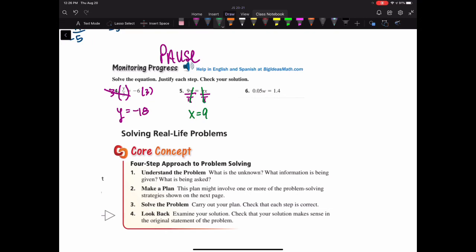Next problem, we have 0.05w equals 1.4. And so the 0.05 is multiplying, you're multiplying by 0.05, so we're going to divide by 0.05. And so we have 1.4 divided by 0.05, and we get 28. And we could verify all of these answers by plugging back in.